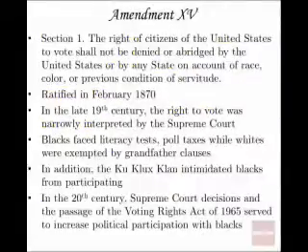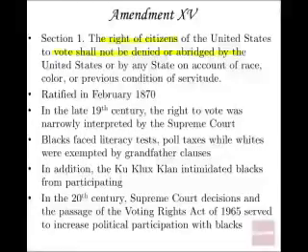So let's go to Amendment 15 here. Amendment 15 is the following: the right of citizens of the United States to vote shall not be denied or abridged by the United States or by any state on account of race, color, or previous condition of servitude. And this was ratified in February 1870. So again, this amendment gave blacks the right to vote, based on race, color, or previous condition of servitude. Again, what was omitted was the right to vote based on gender.